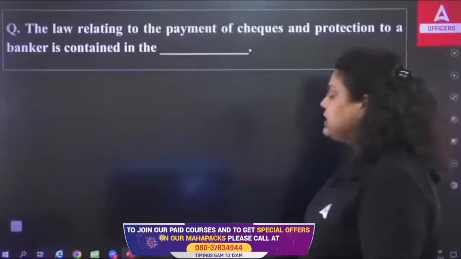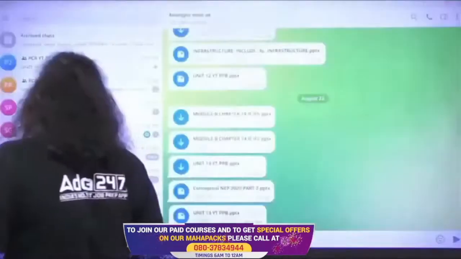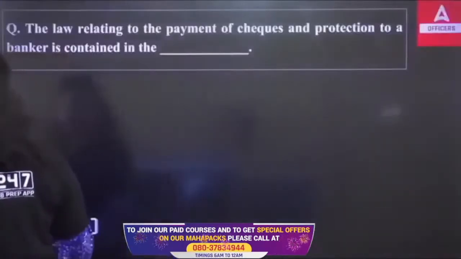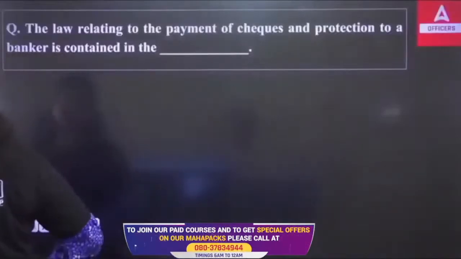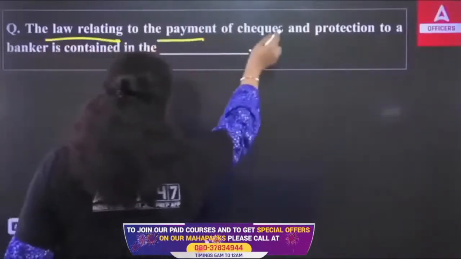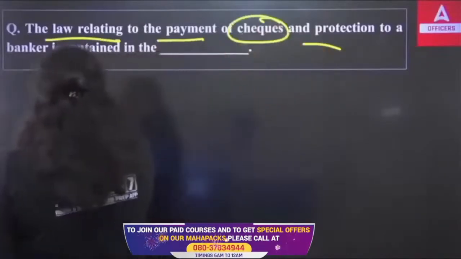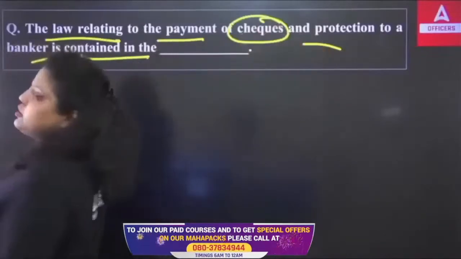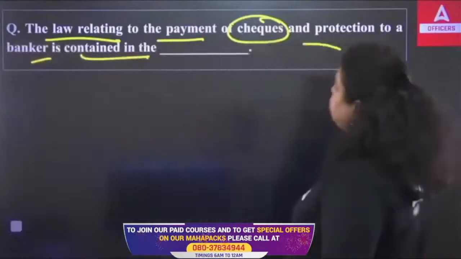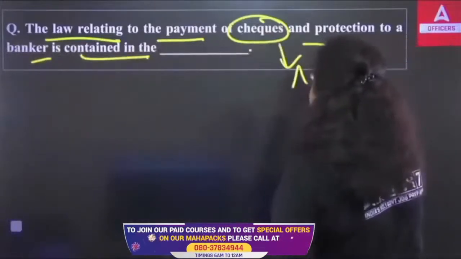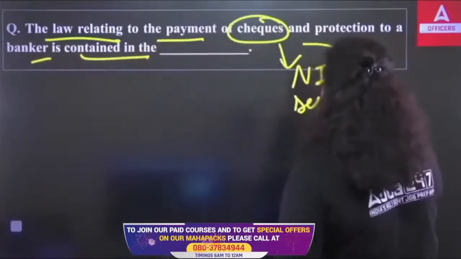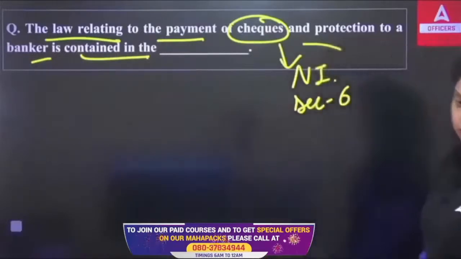So as you can see, the first topic, one second. Yeah. The first question here is: the law relating to the payment of checks and protection to a banker is contained in the dash. So first of all, a check is a negotiable instrument. It is defined under Section 6 of the Negotiable Instruments Act.